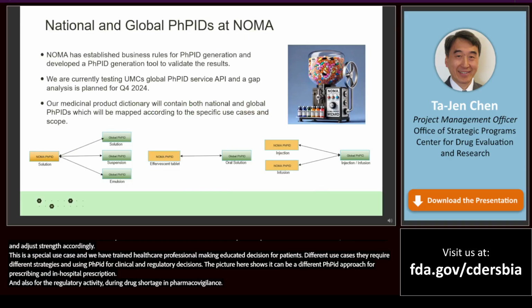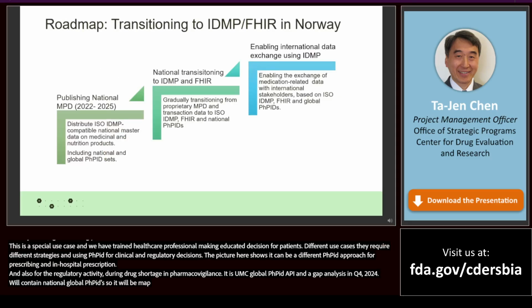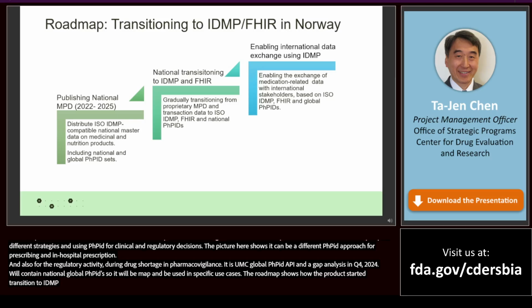Norway has established business rules for their national PhPID and is testing UMC's global PhPID API, which will conduct a gap analysis in Q4 2024. Norway's product dictionary will contain both national and global PhPID so that the two will be mapped and then used in specific use cases. The roadmap shows how Norway started with the national product dictionary, transitioned to IDMP and FHIR, and then enabled international data exchange using IDMP standards.